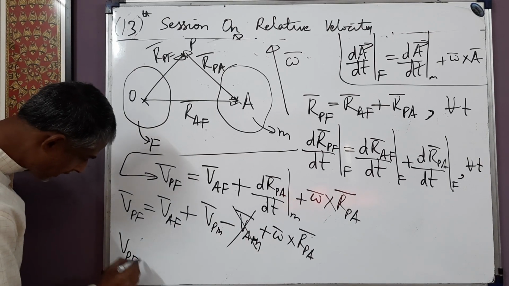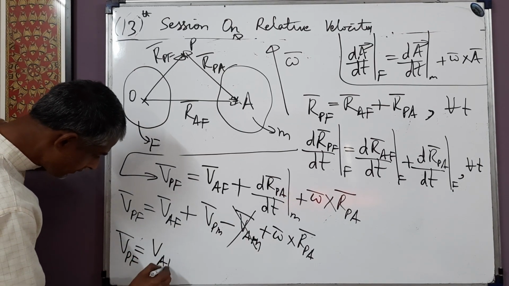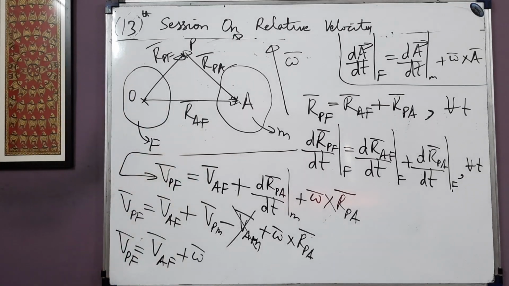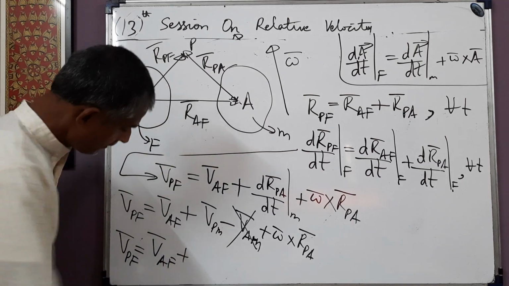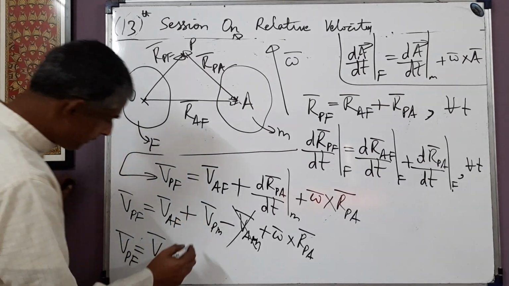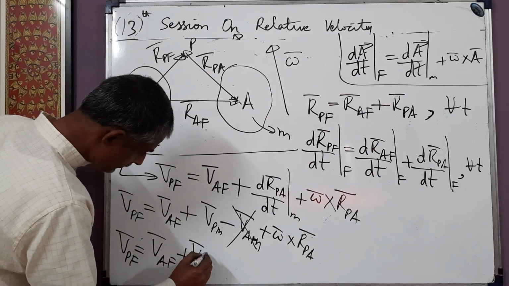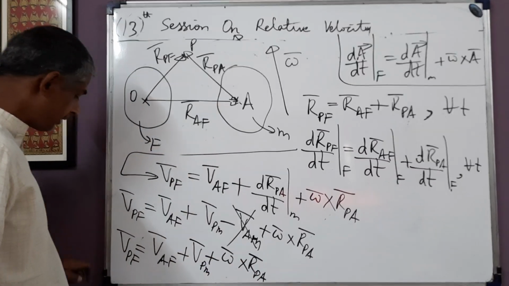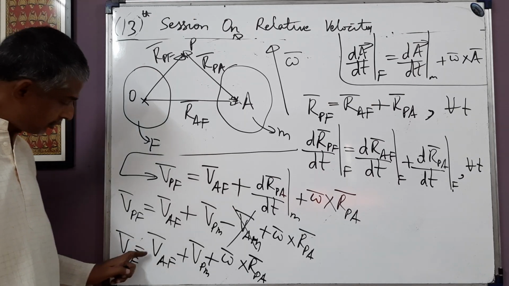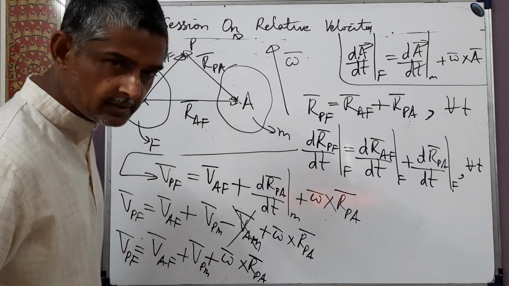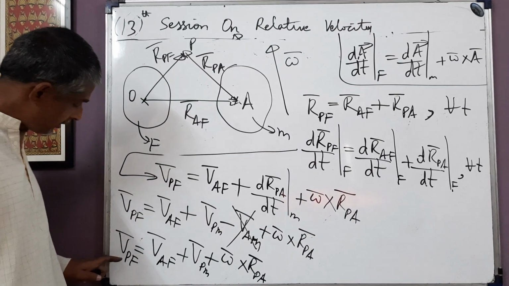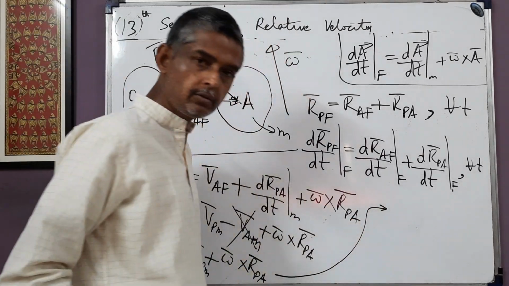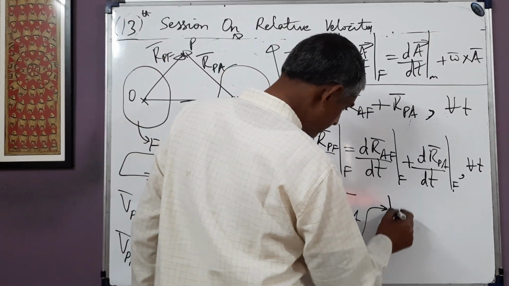So vPF will be equal to what? vAF plus vPM plus omega cross rPA. See, this is the relation. So vPF is equal to vAF plus vPM plus omega cross rPA. So this is the relation between velocities vPF and vPM. So this is one formula which should be remembered. Okay. So one relation we have obtained.